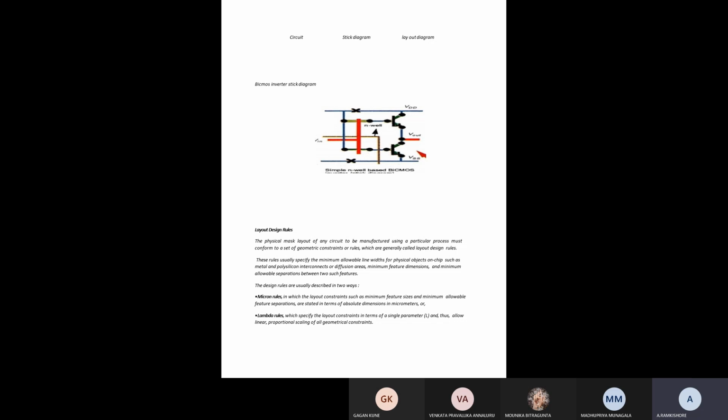So these rules usually specify the minimum allowable line widths for physical objects on the chip, such as metal and polysilicon interconnects or diffusion areas, the minimum feature dimensions, and the minimum allowable separations between two such features. So whatever layout indications we are representing, these rules apply to the widths of physical objects on the chip.